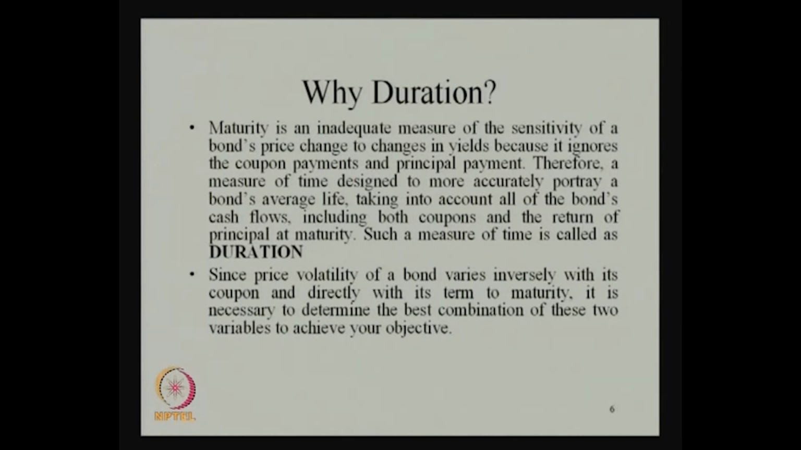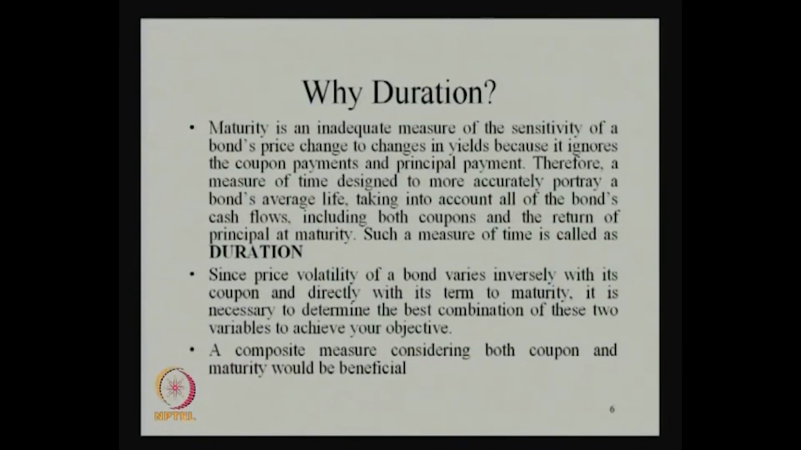Since price volatility of a bond varies inversely with the coupon and directly with its term to maturity, it is necessary to determine the best combination of these two variables to achieve the objective. Therefore, the measure of duration takes into account both the coupon and the term to maturity, by which, whenever we take the present value into account, it basically minimizes the interest rate risk in the market.